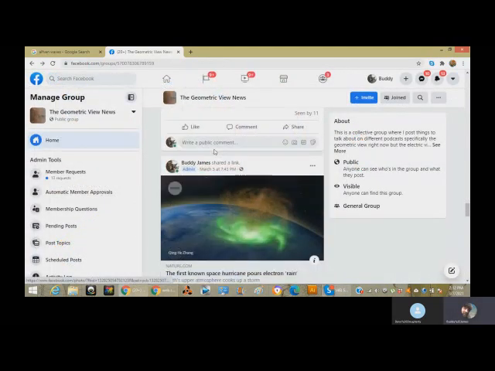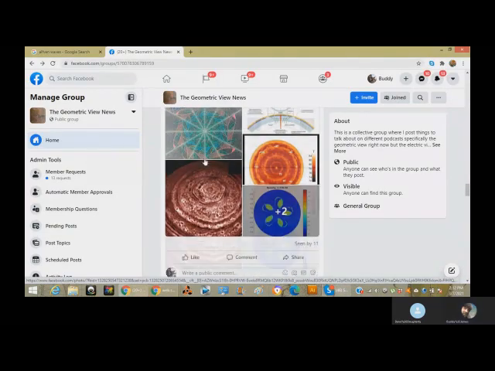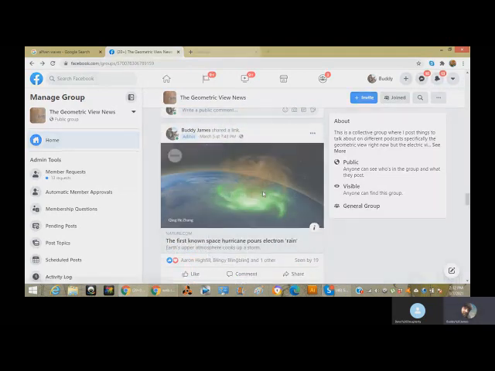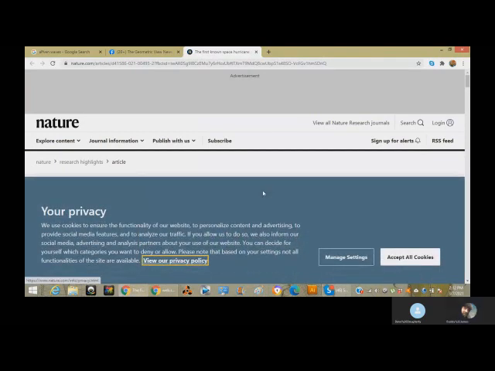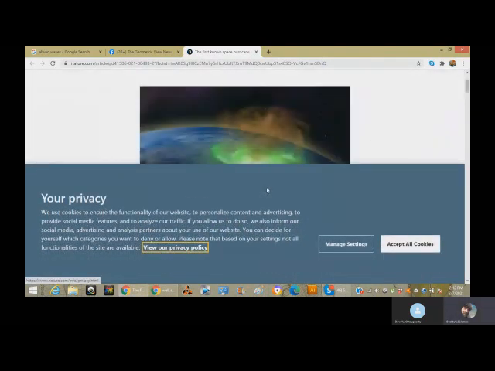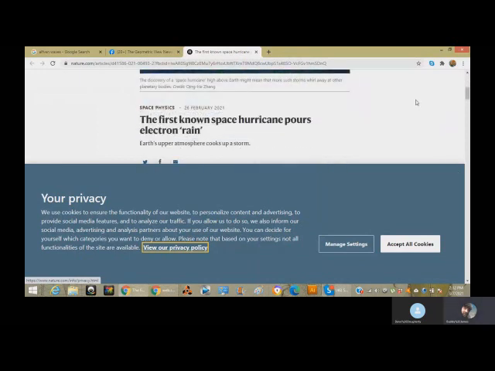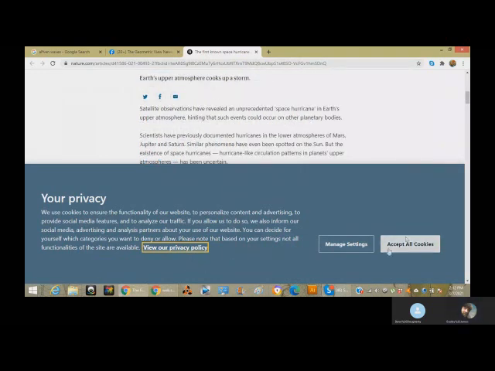So we'll continue on. Oh, look at this. Right after we look at this geometry right here, we see this geometry here. The first known space hurricane pours electron rain. This is an article in Nature, which goes completely against the current models of climate warming, climate change, global warming.